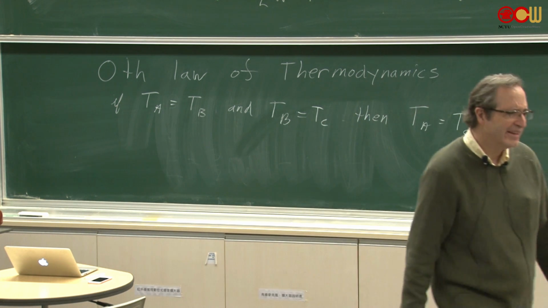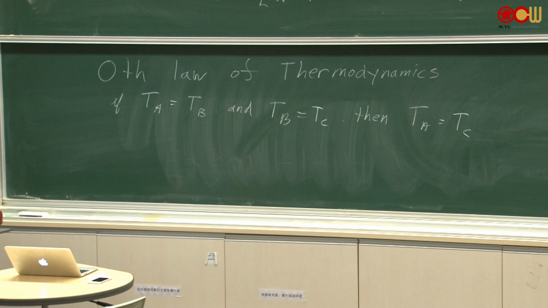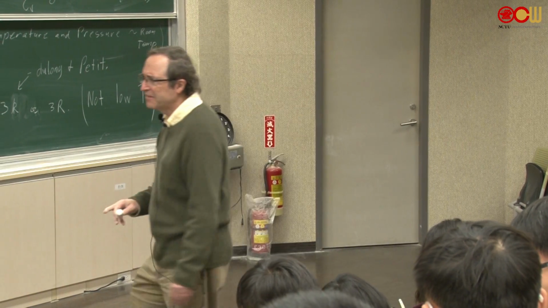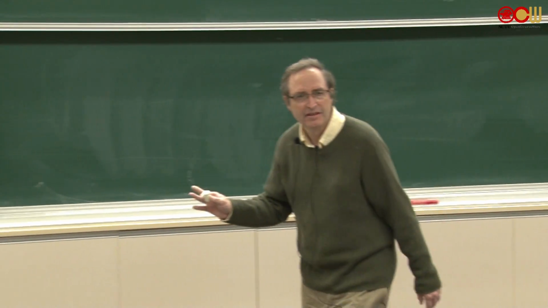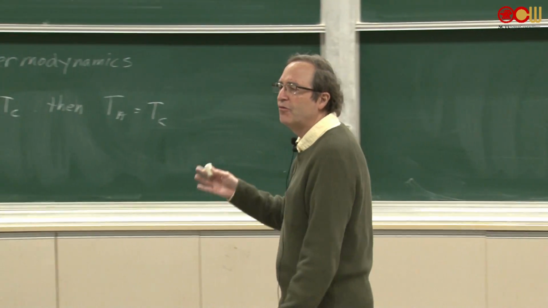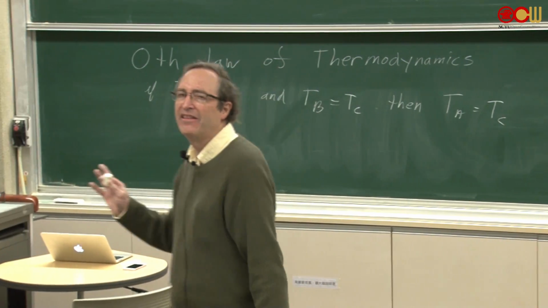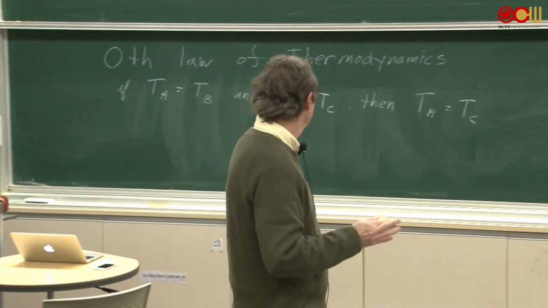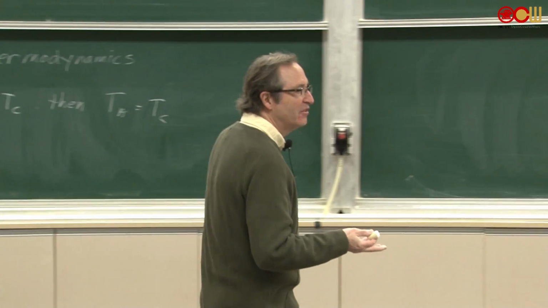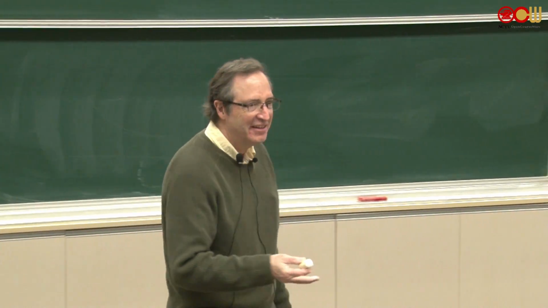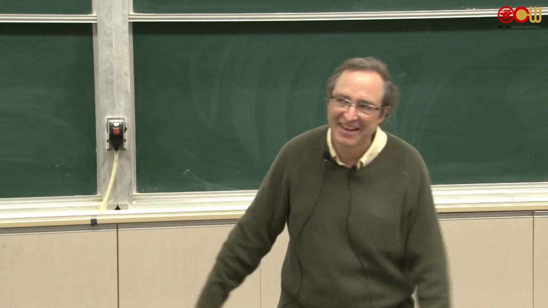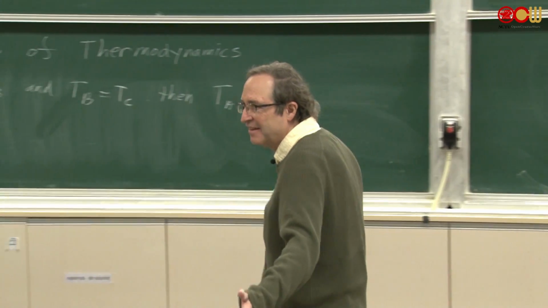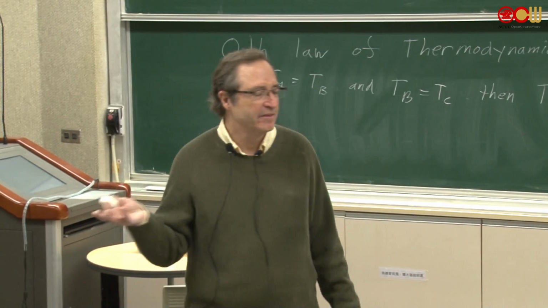Well, that seems kind of ridiculous, right? What does that mean? What's the significance of that? In this context, we're just using temperature as a placeholder for an idea rather than the actual number. Because clearly, if TA is 100 degrees and TB is 100 degrees and TC is 100 degrees, it's obvious that TA equals TC. That's obvious. That's not what's important.